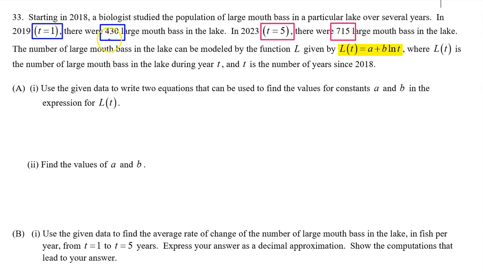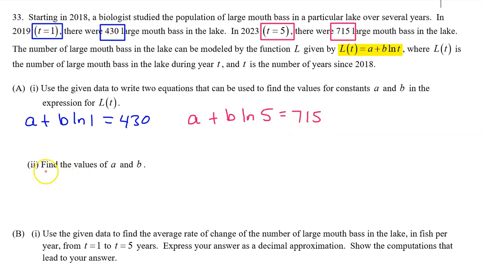Every input-output pair can be used to write an equation. For example, if we plug in an input value of 1, it should equal an output value of 430. So that gives us the first equation, a plus b natural log 1 is equal to 430. If we plug in an input value of 5, it should equal an output value of 715. So that is the second equation. A plus b natural log of 5 is equal to 715.